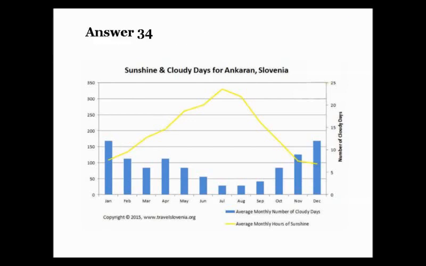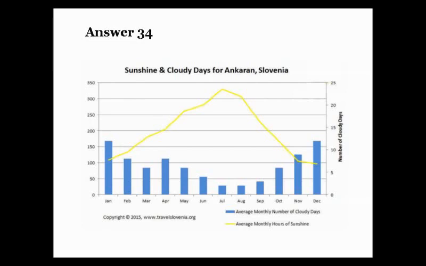The graph gives information about the sunshine and cloudy days for Ankara in Slovenia. To begin with, we can see that there are several sections in this picture, that is January, March, May, July, September, and November. According to the graph, for average monthly number for cloudy days, the largest number can be found in January, which is about 12, while the smallest number can be found in August, which is about 3.